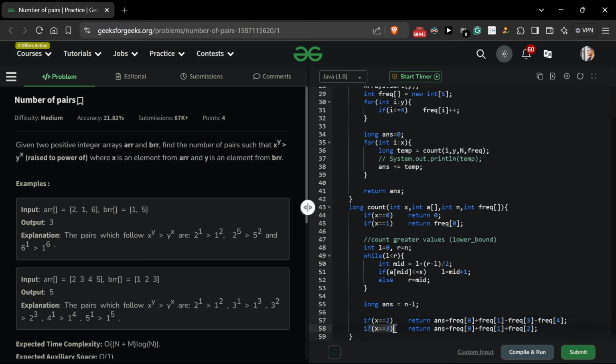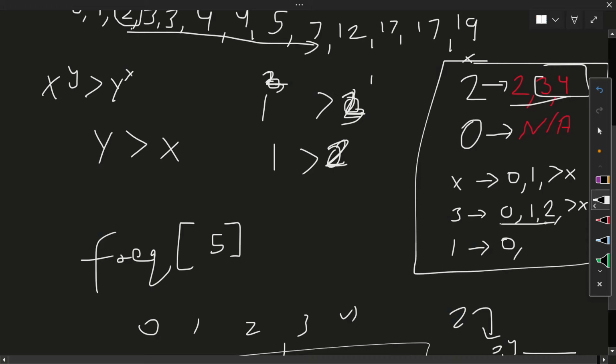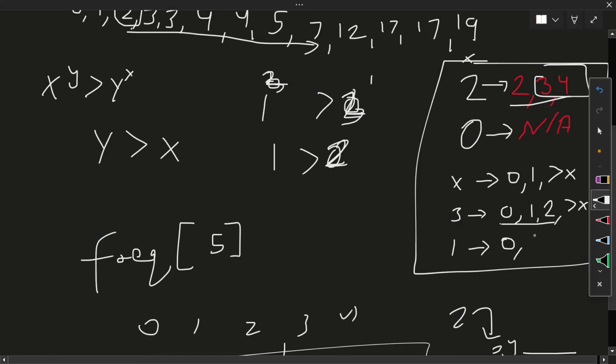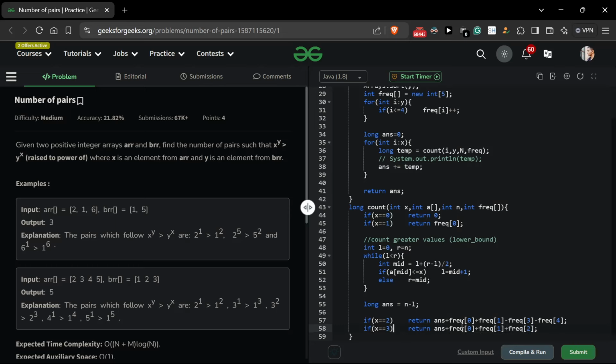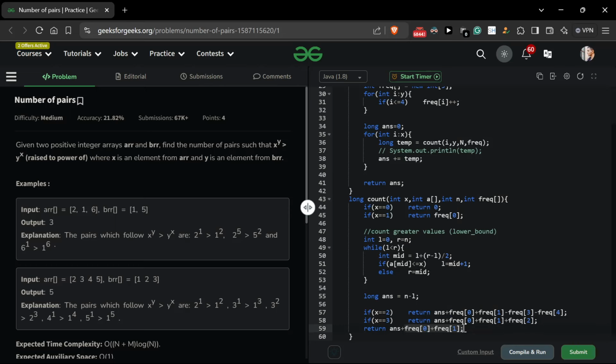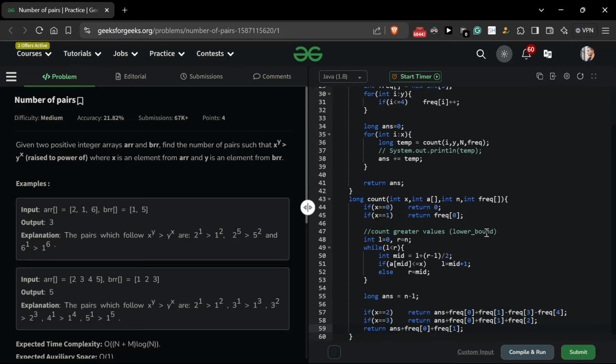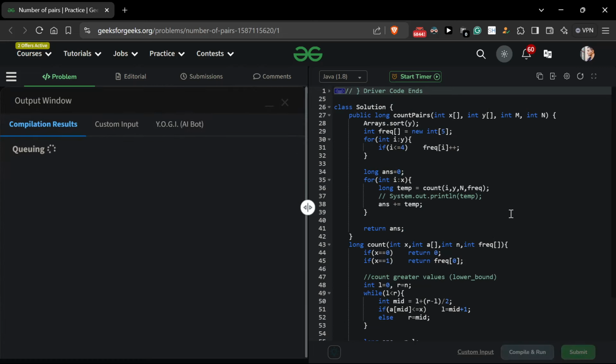So what about 3? If x is 3, then we have the pairs from 0, 1 and 2. So 3 points to value 4, or then we have answer, and we need to include the frequency of 0, 1 and 2. So that's how I'm including it. And for all the remaining values of x, we also have to include the frequency of 0 and 1. And at the end, that's it. So let's submit this. And in between, let's talk about time and space complexity.